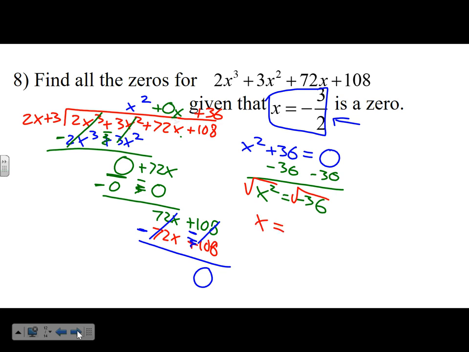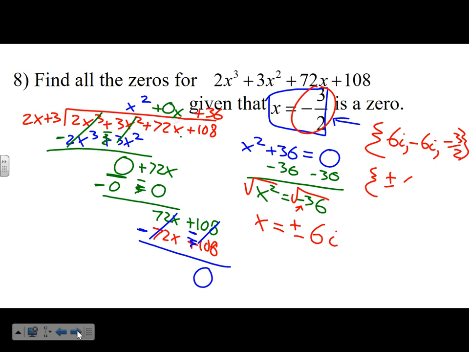So we get x is equal to, now since we took the square root, since we're canceling out a square, we have plus or minus, and then the square root of 36 is 6, but remember, it was a negative, so it's 6i. So the zeros for this one, if you want to list all of them like this, are positive 6i, negative 6i, and last but not least, negative 3 over 2. That's the one that they told us. You could also just say positive negative 6i.